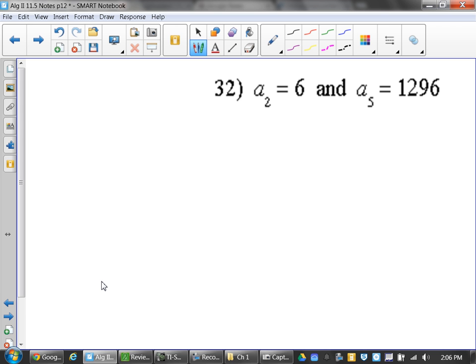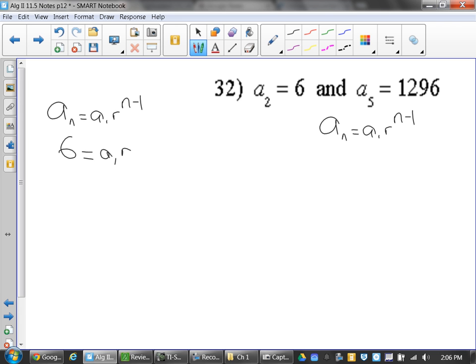So in this case, we have geometric. What I'm going to do here is write it out twice. You basically just subtract the smaller one from the bigger one. No, you can't do that. This is the substitution one. Yeah, you do substitution in this case. So we know that the second term is 6. So 6 is my first term times r, because 2 minus 1 is 1.